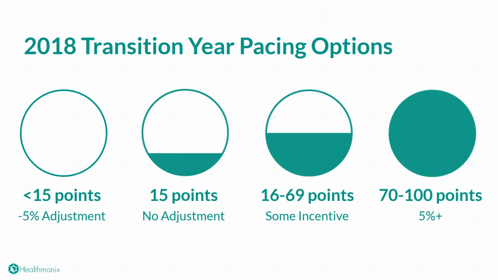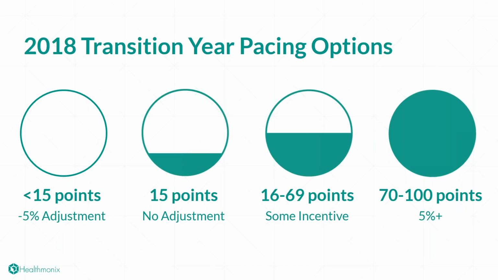So you might think and come to the conclusion that you can avoid the penalty just by reporting on improvement activities. And if you do report fully in improvement activities, it's worth 15% of your MIPS score, which would be 15 points. Alternatively, if you report on advancing care information and get over half of the points within the category, up to 15, then or at least 15, then you can avoid the penalty as well.